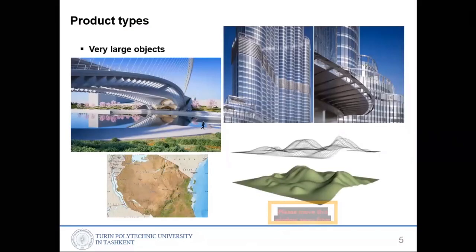The third type is very large objects, like buildings and bridges. So here you can see the difference, a very big scale. Even in the map here you can see 1,000 kilometer to 5,000 kilometer, and here you can see the terrain. A different type of documentation will be needed to design, to build and to service those kinds of objects.